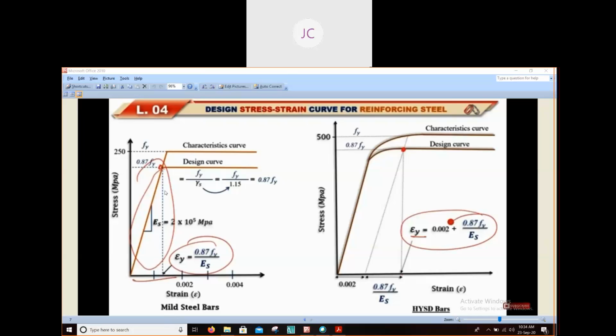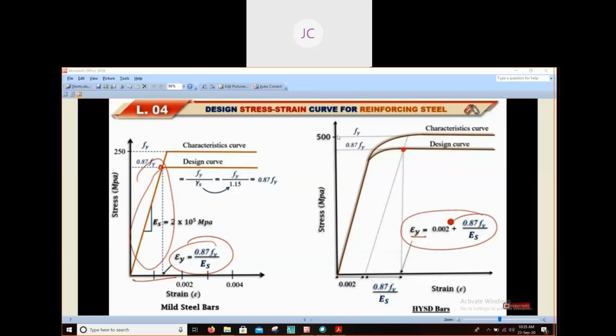Now beyond this point you can see your parabolic portion starts, and from this point to this point is our plastic region. Plastic region means permanent deformation will start. But that doesn't mean your steel will fail, because steel is a ductile material, so it can resist a lot of deformation. At this point it will reach the maximum value.